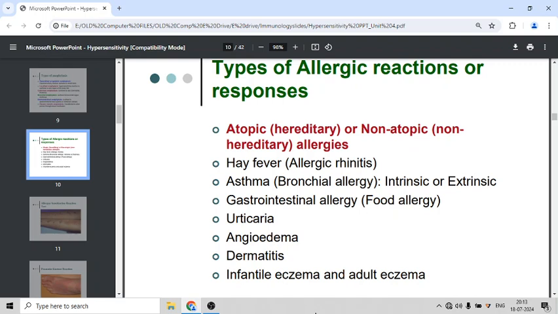The other allergic reaction is asthma, the bronchial asthma or bronchial allergy. It is of two types, intrinsic or extrinsic. Intrinsic asthma, in other words, is caused due to internal factors, that is, the release of pharmacological mediators inside the body because of the contact with allergen, and that allergen, the person might have come in contact with it through the food or through the skin, and the intrinsic factors such as those pharmacological mediators will cause constriction of the bronchial passage, resulting in asthma.